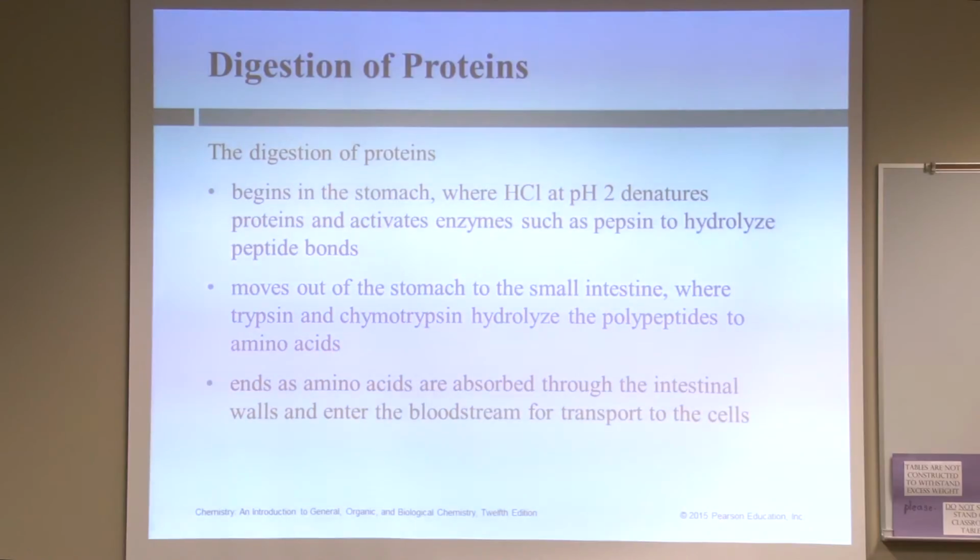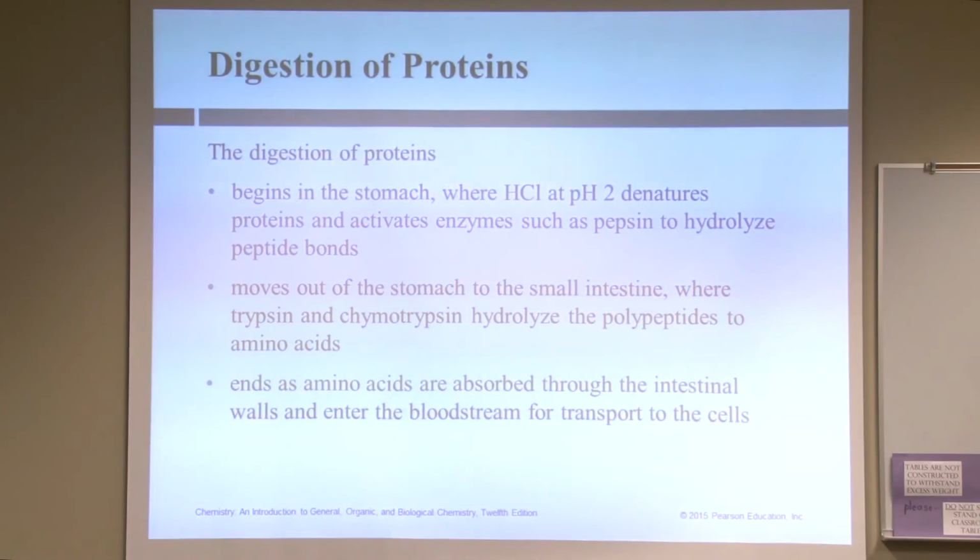triglycerols. Now, when it comes to proteins, the digestion of proteins begins in the stomach, where the pH is 2. The stomach is a very strong acidic environment, and it denatures the proteins. If we go back to the proteins, we know that denaturation happens. One of the pathways to denaturation is acids. So it denatures the protein and activates enzymes such as pepsin to hydrolyze peptide bonds.